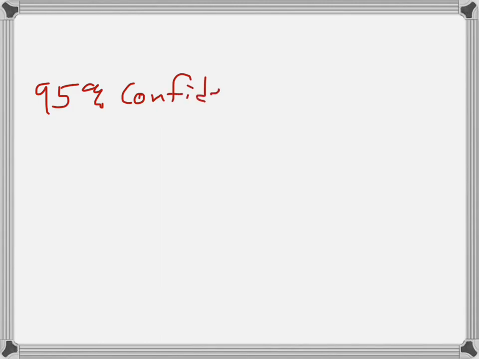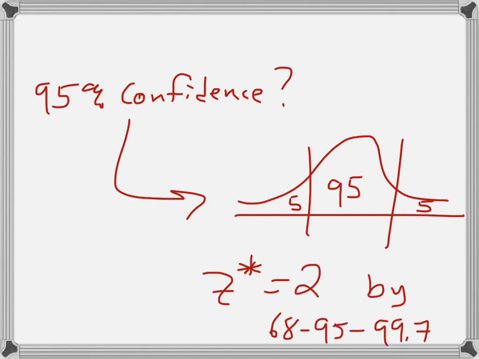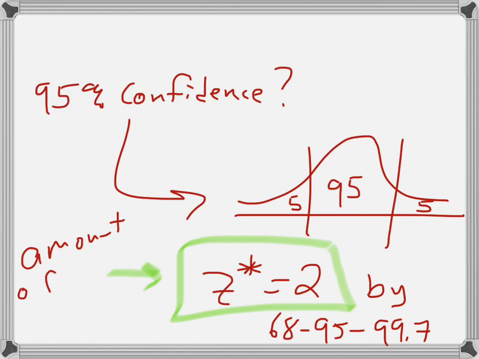In general, if you have 95% confidence, that means you're looking at the middle two standard deviations of the data, which we're going to call Z star, is 2 by the 68, 95, 99.7 rule. Z star tells us how many standard deviations of error. So this is the amount of error allowed. That is specifically determined by a 95% confidence.